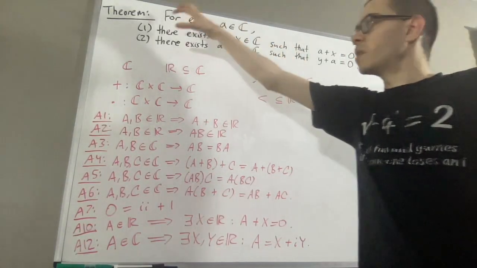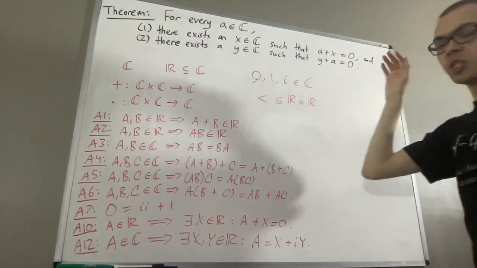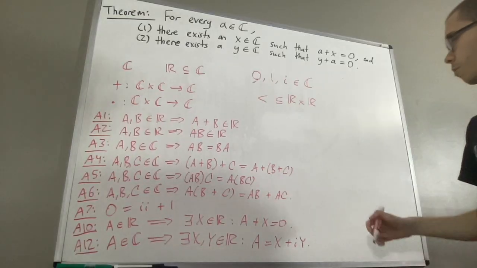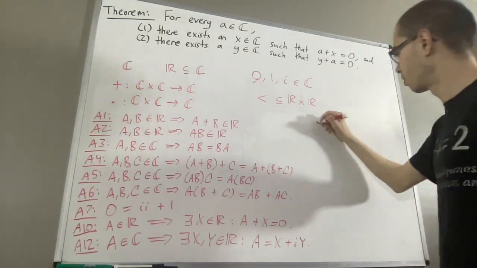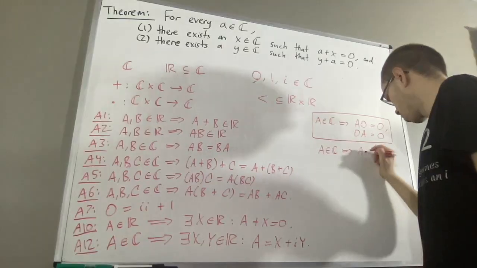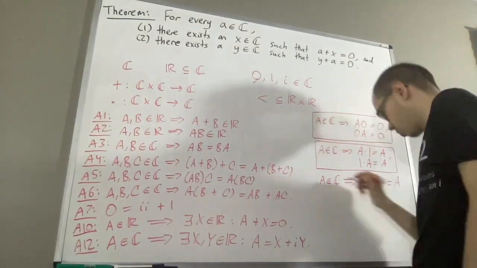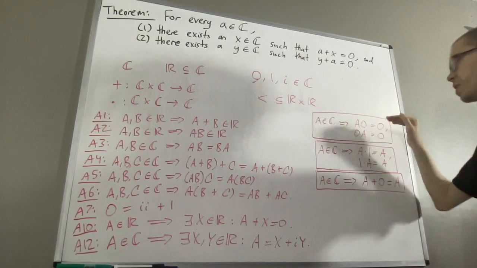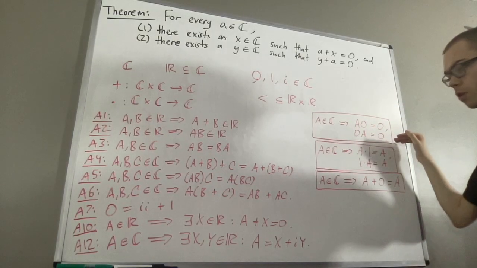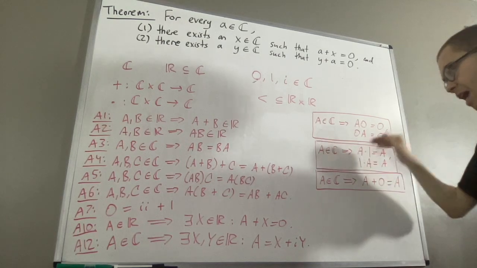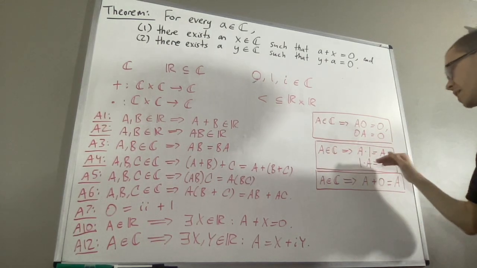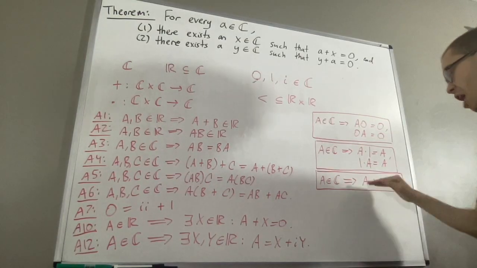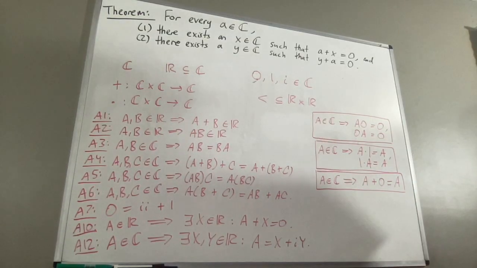Now, in proving this theorem, we are going to be using some results that we have already proven from these axioms, which are as follows. We have for every complex number a, a times 0 is equal to 0, and 0 times a is equal to 0. We have for every complex number a, a times 1 is equal to a, and 1 times a is equal to a. And we have proven for every complex number a, a plus 0 is equal to a.